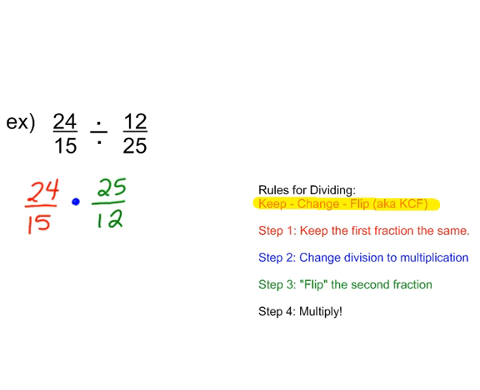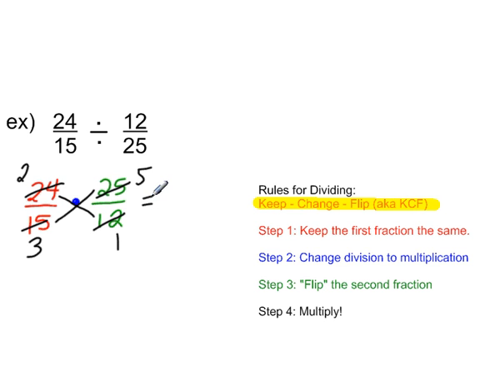Now I could use either option 1 or option 2. I'm going to use option 2 because these numbers are kind of big, and the cross-cancel method is really nice if you have bigger numbers. So let's look diagonally first at 24 and 12. The largest factor for 24 and 12 is 12. So 24 divided by 12 is 2. 12 divided by 12 is 1. Let's look at 15 and 25. The only factor they have in common is 5. 25 divided by 5 is 5. 15 divided by 5 is 3.